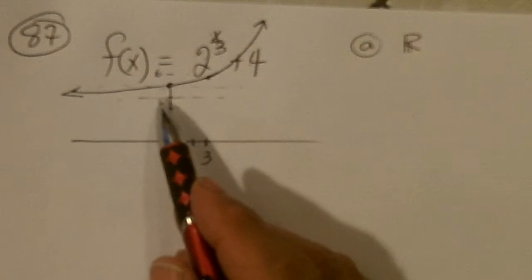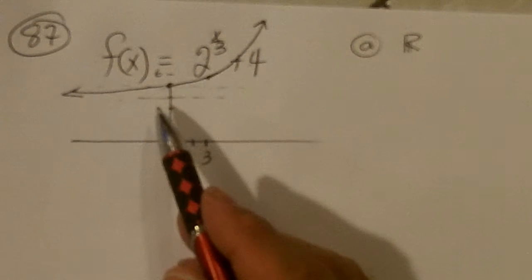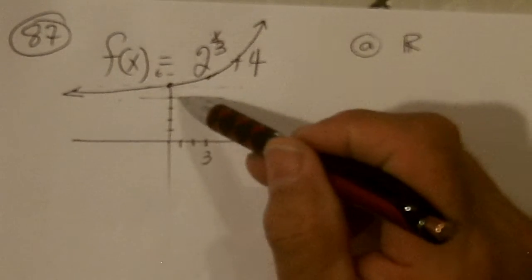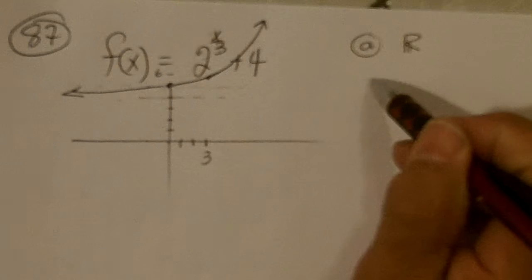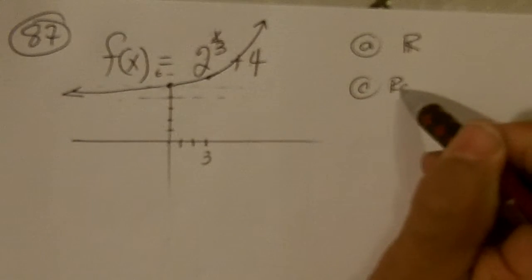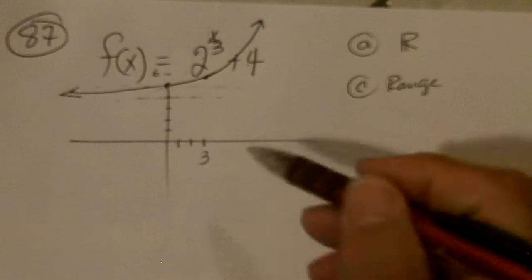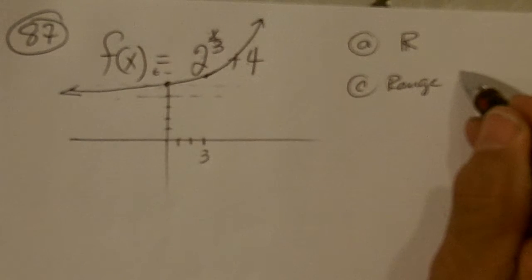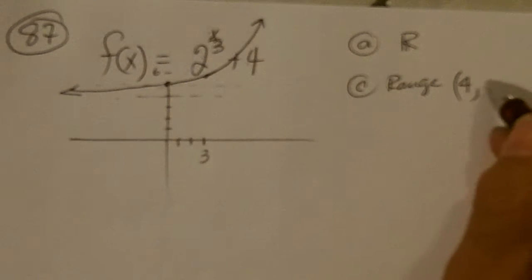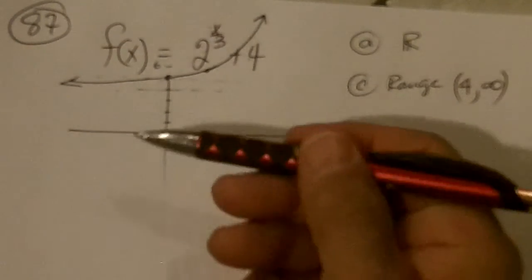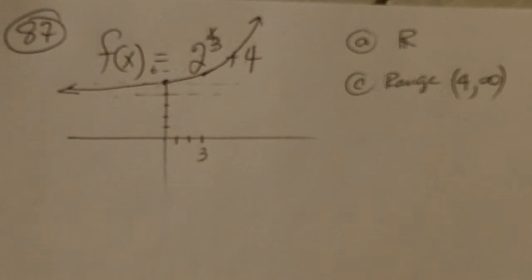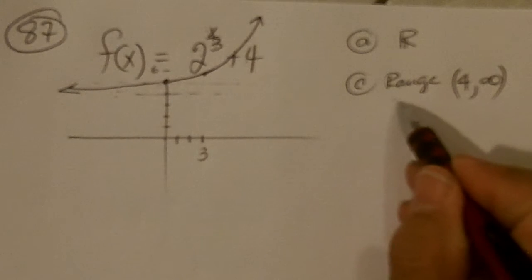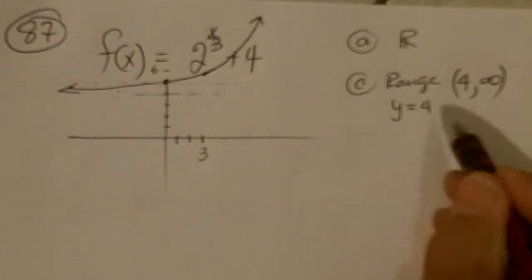Let's see, do they ask you for that? Determine the range and any asymptotes. So the range would be, C, the range is goes from 4 to infinity, and there's a horizontal asymptote of y equal 4.